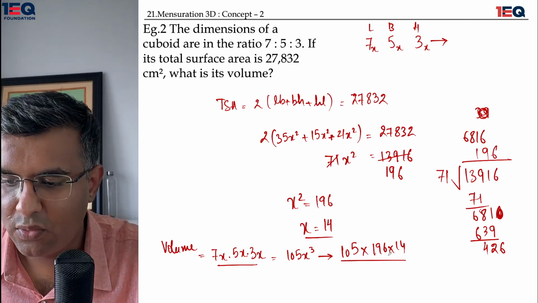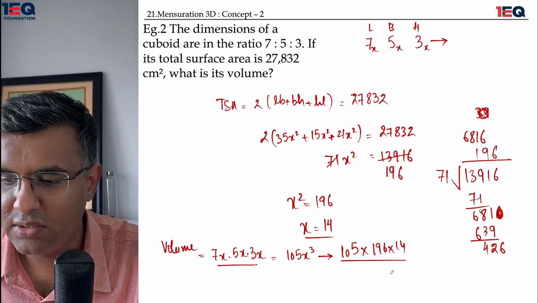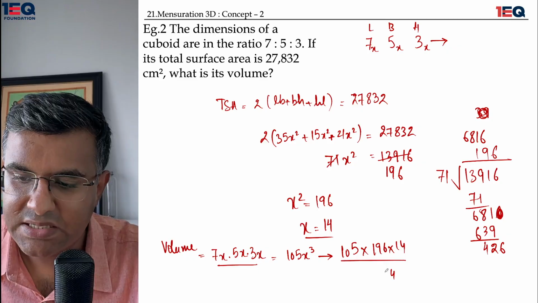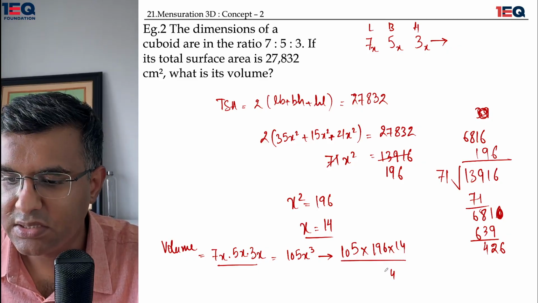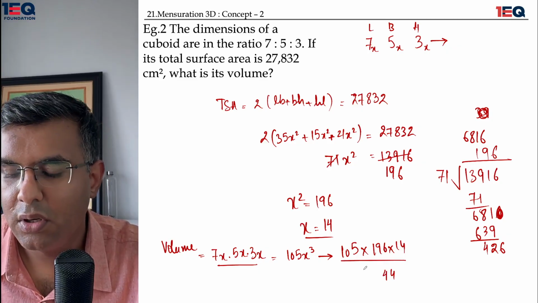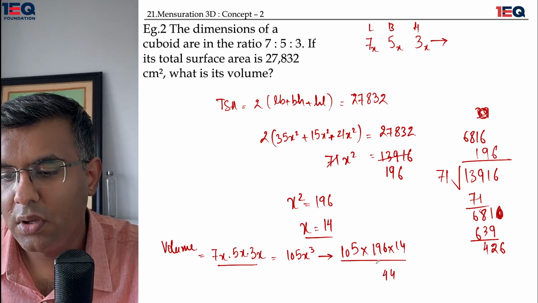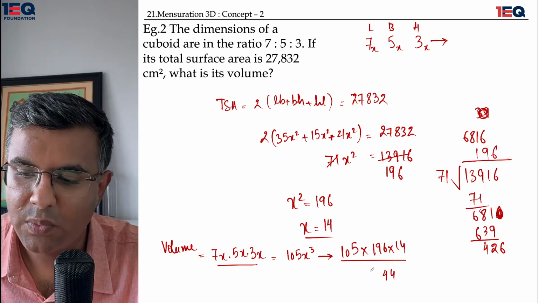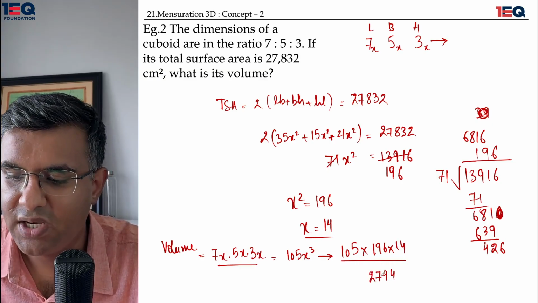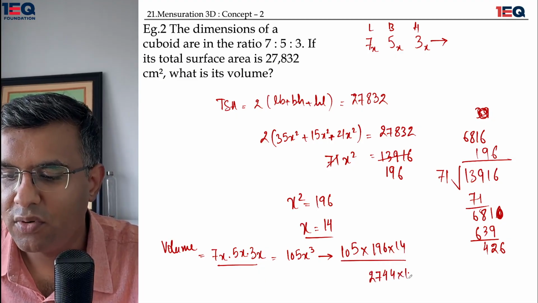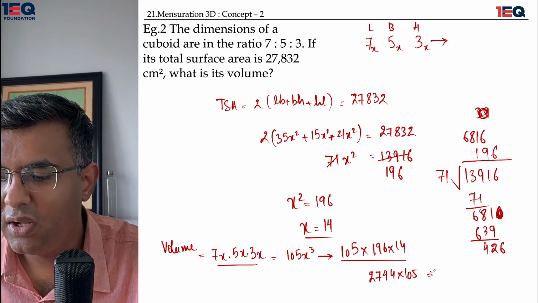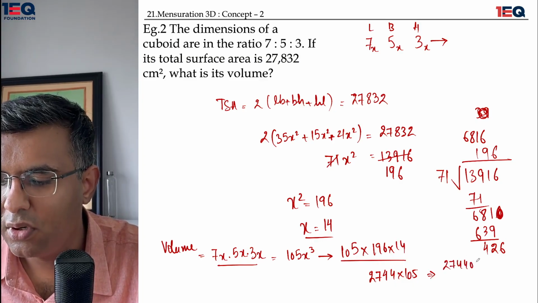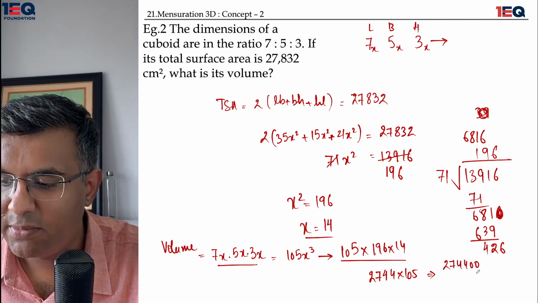If I try to figure out the solution here, 14 6s are 84, 14 9s are 126, this is going to become 134, and 14 ones are 14, this is going to become 2744. 2744 multiplied by 105. I'll first multiply by 100, so it's going to be 274400. Now I'll multiply it by 5.